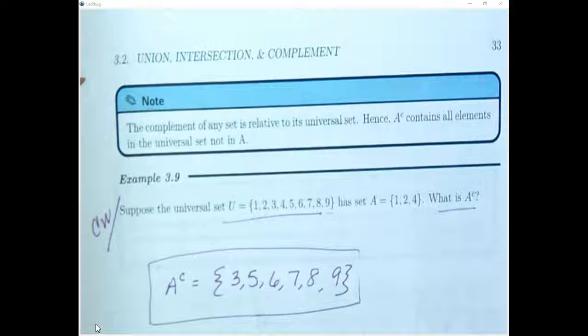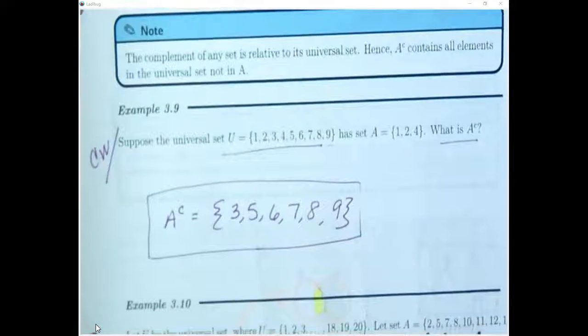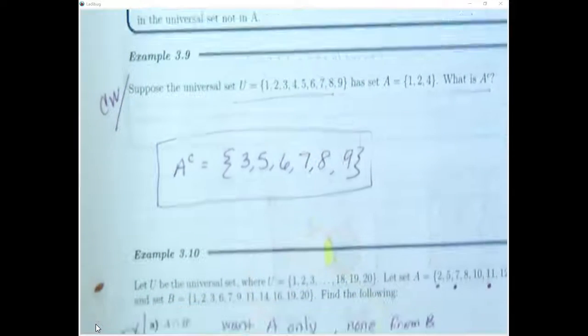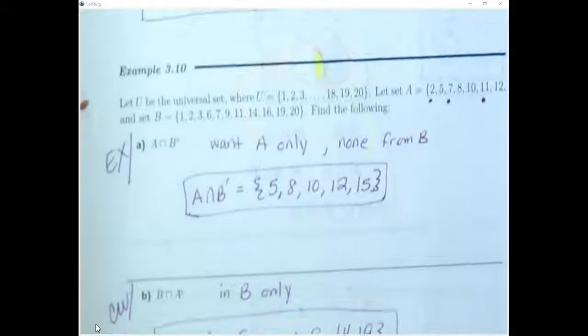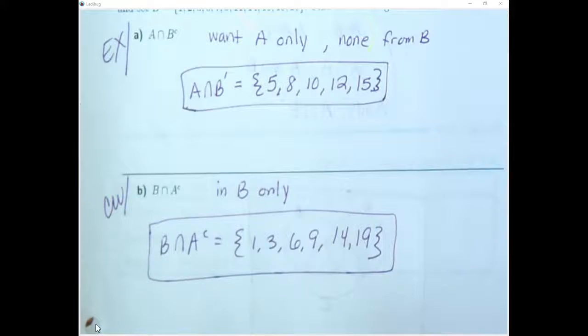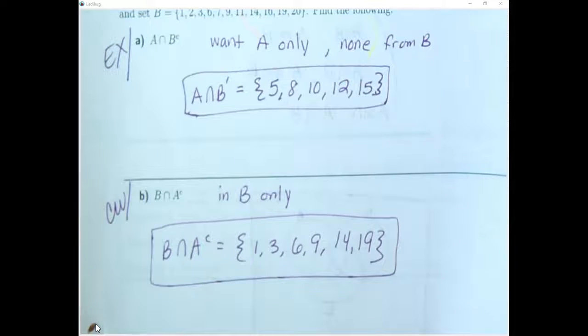Okay, before we go on to Venn diagrams, I just want to show you real quick the answers to the classwork. I keep getting messages of needing more space, so I'll work that out with IT later. So here's the answers to that classwork.